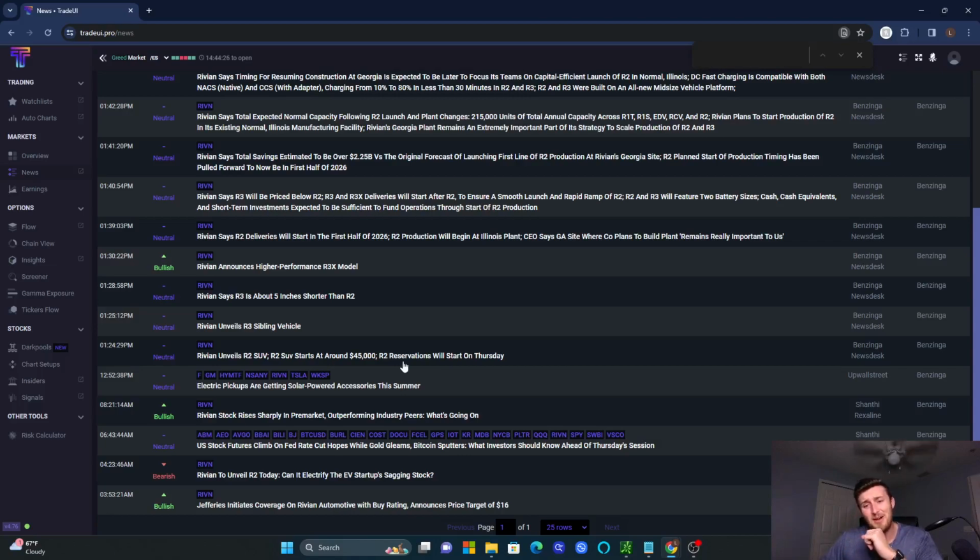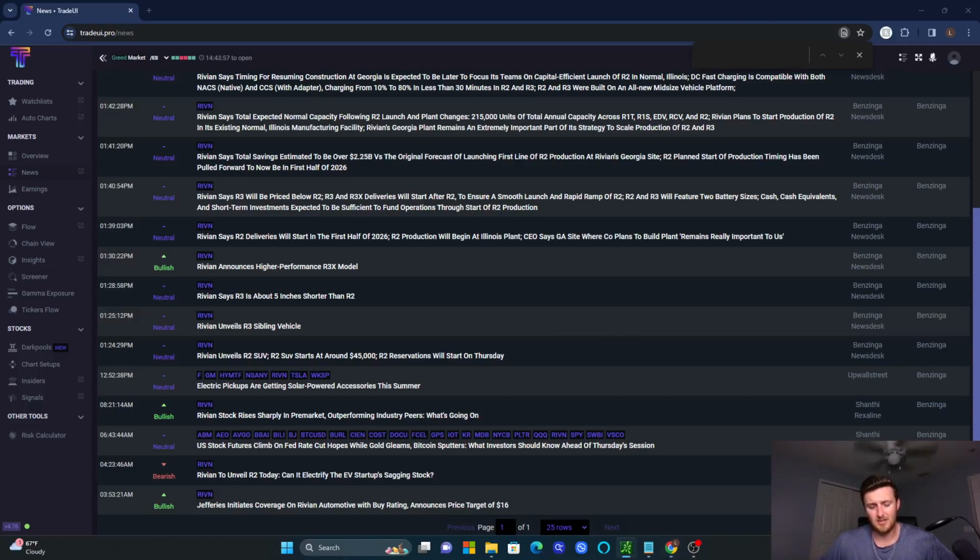So Rivian came out with a new model. In fact, it looks like Rivian unveils R3 sibling vehicle. Rivian says R3 is about 5 inches shorter than R2. And then it looks like Rivian announces higher performance R3X model. So they got in on the action realizing that Rivian was about to start announcing some new products. New products in the EV market give us catalysts to buy on these opportunities, especially when Rivian's been beaten up the way it has lately.